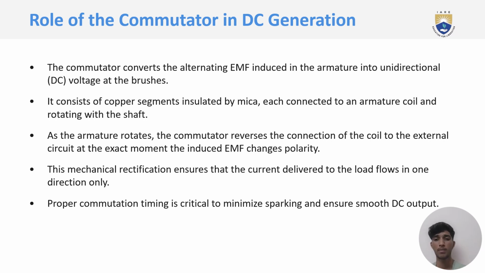Role of commutator. The commutator is a very important component in a DC generator. Inside the armature, the generated EMF is actually alternating in nature. The commutator reverses the connection of the armature coils at the correct moment. Because of this switching action, the output current becomes unidirectional, which means direct current. Thus, the commutator acts as a mechanical rectifier, converting AC into DC.